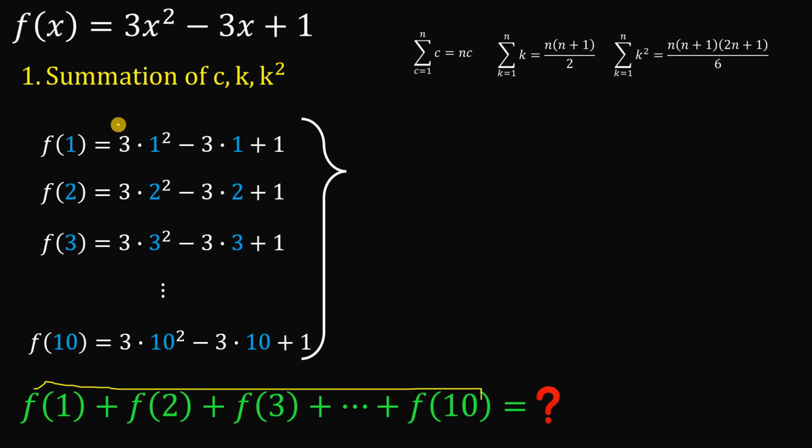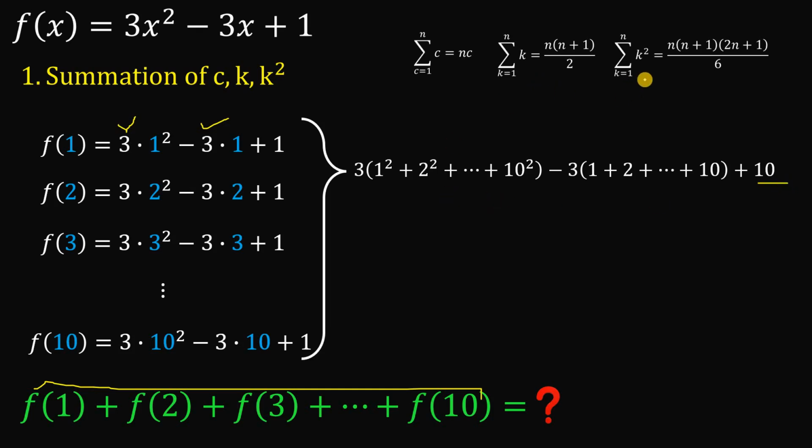Or simply, notice that we have here a common factor of 3. So, we can factor out this 3. So, we have 3 times 1 squared plus 2 squared plus 3 squared all the way down to 10 squared. Minus, factor out this 3 again. So, we have 1 plus 2 plus 3 plus 4 up to 10. And then plus 1 ten times. So, this is just 1 times 10 or 10. Now, at this point, we will use this summation notation. So, the sum of 1 squared plus 2 squared plus 3 squared up to 10 squared, we can solve this easily using this formula.